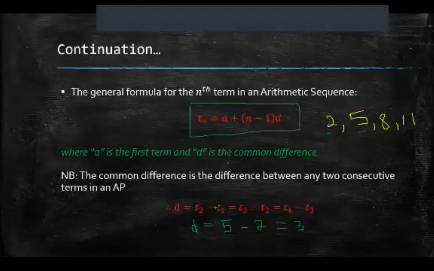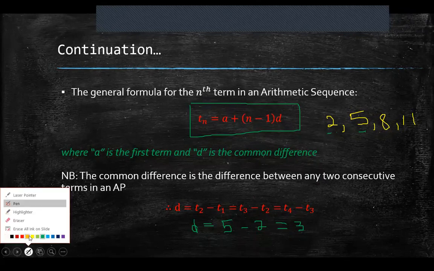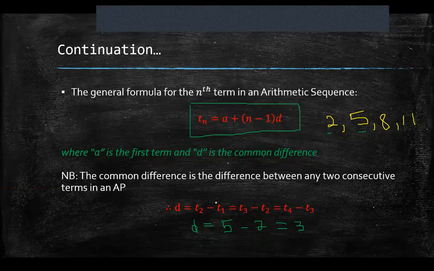But you don't have to say the second term minus the first term. I can also say the third term minus the second term, once it's between two consecutive terms, consecutive meaning one coming right after the next. So I could say 8 minus 5. I would get the same answer. So 8 minus 5, 3. My common difference is 3. So that's how you find the common difference. Nothing too complicated, right? Do you understand that?